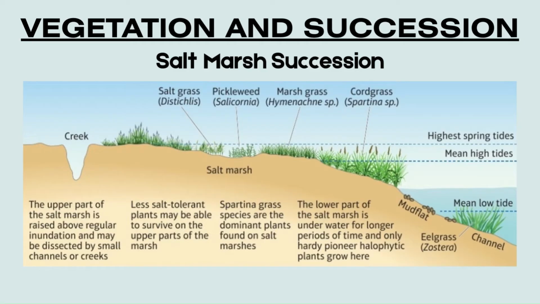Eventually, if the land continues to build and flooding becomes rare, the marsh may develop into coastal woodland or be reclaimed for agriculture. This final stage is known as the climax community.